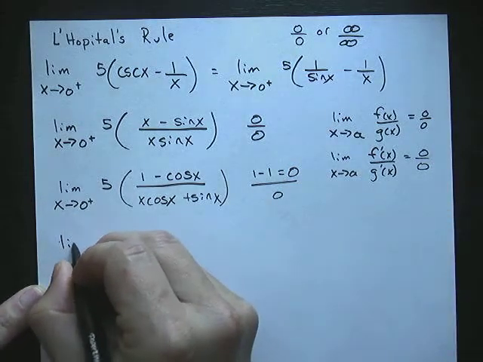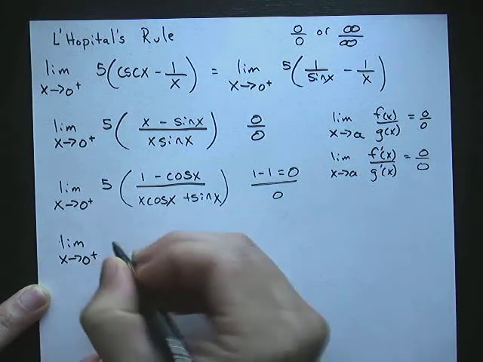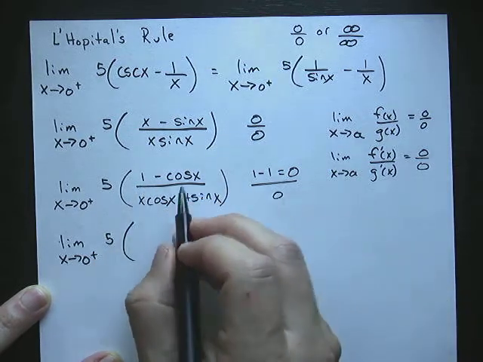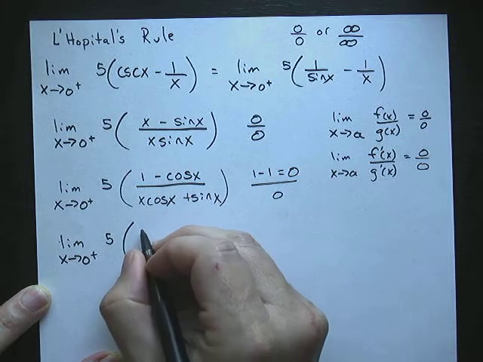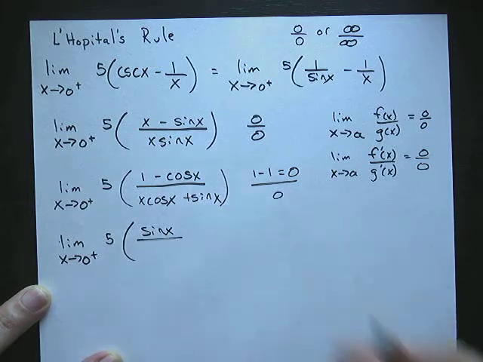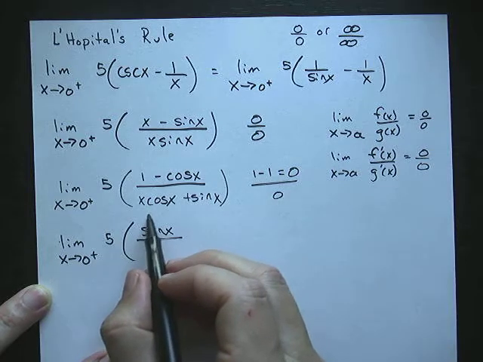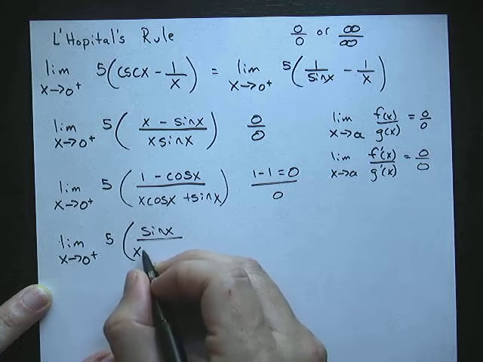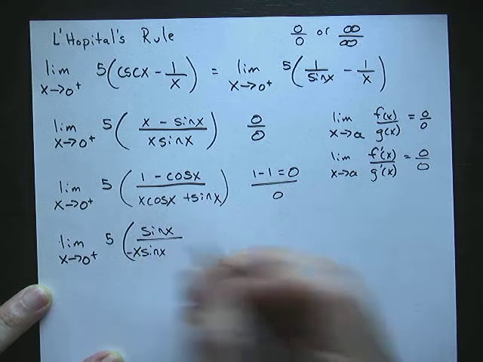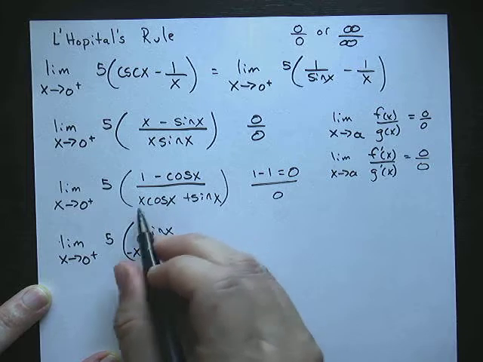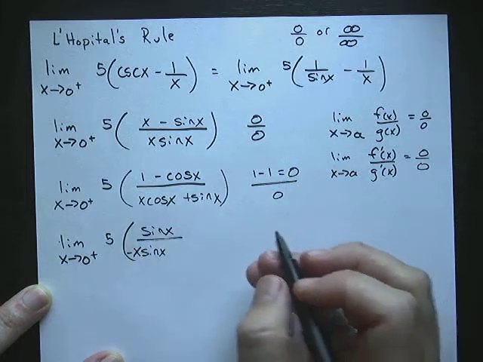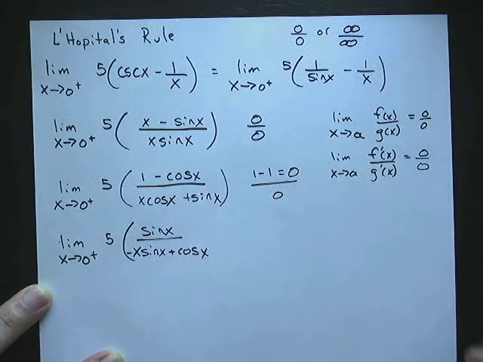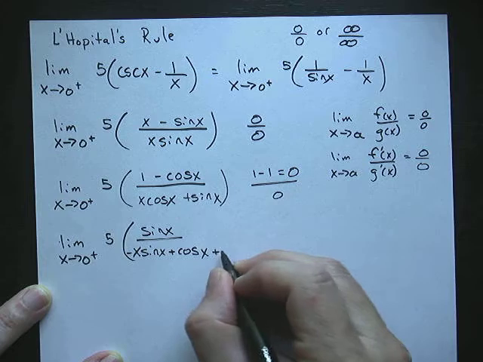So let's do that. The limit as x approaches 0 from the right of 5. The derivative of 1 is 0, so that's gone. The derivative of negative cosine is positive sine. So there's the top. We've got a quotient rule here. So first times the derivative of the second. So that's x times negative sine x. I'll put the negative out front. And then the second times the derivative of the first. Derivative of x is just 1. So it's plus cosine x. And then the derivative of this single term sine x over there is also cosine x.